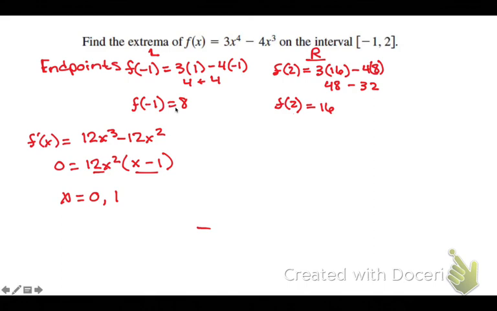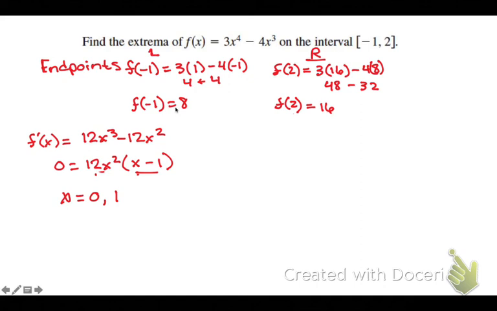Correct? I set both of these factors equal to 0 and get 0 and 1. So 12x squared equals 0 gives x equals 0, because you divide 0 by 12 and get 0, and the square root of 0 is 0.